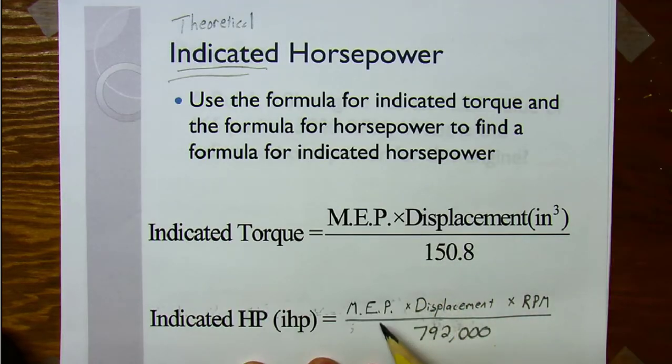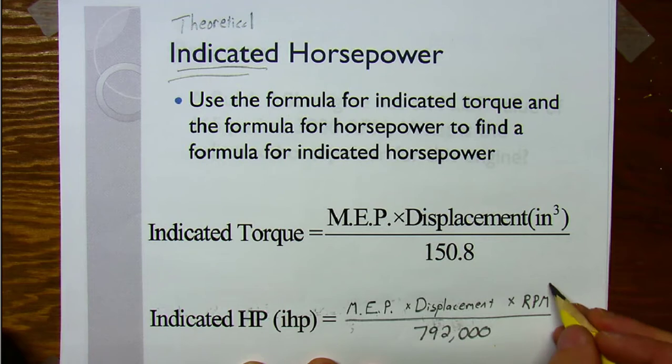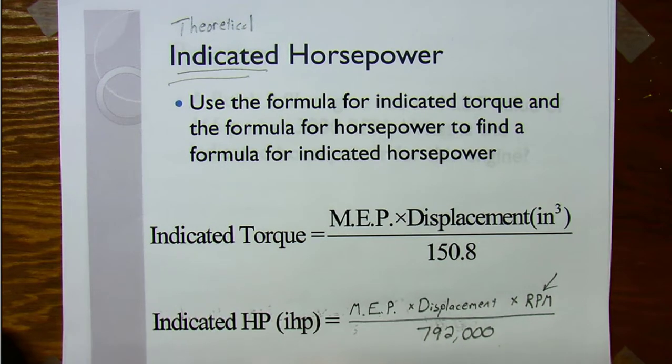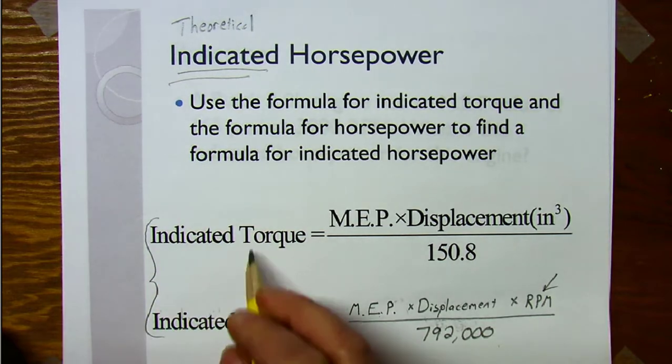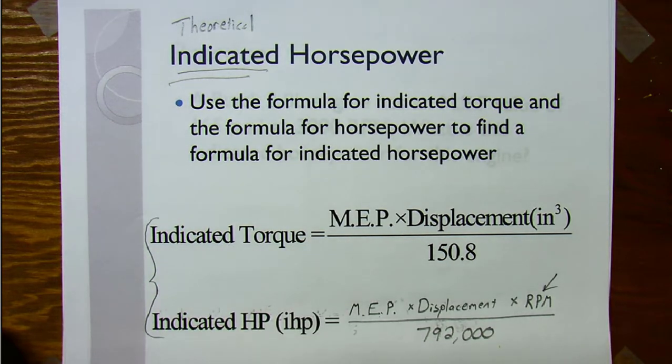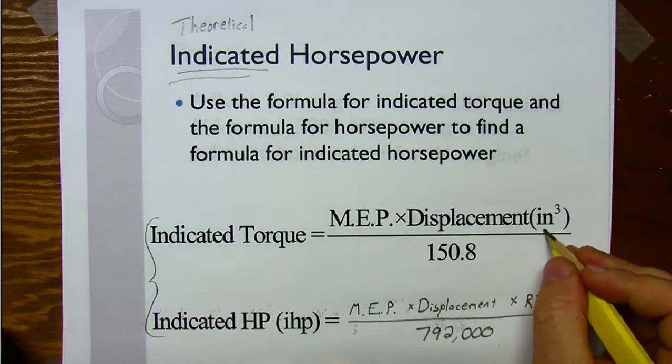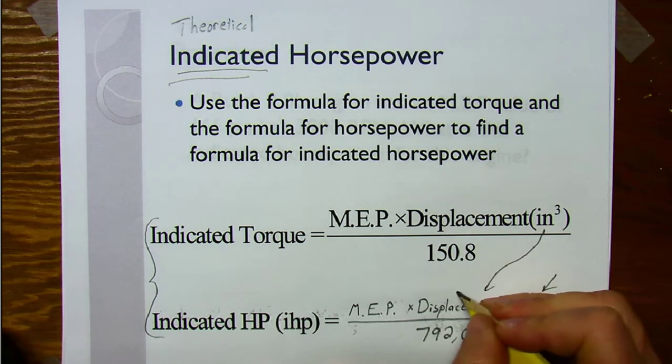To find our indicated horsepower, you take your pressure times displacement, just like you did for torque, but you also multiply it by your RPM, because remember, horsepower depends on RPM, and then you divide by 792,000 instead of 150.8. So there you go. These are two of the three formulas you need for this topic, indicated torque and indicated horsepower. Make sure that you have those written down. And again, our displacement, just like with torque, has to be in cubic inches for all this work.